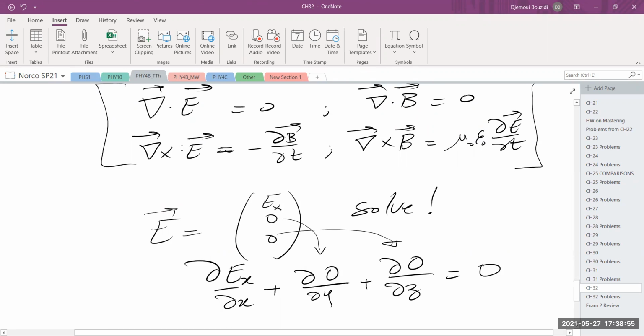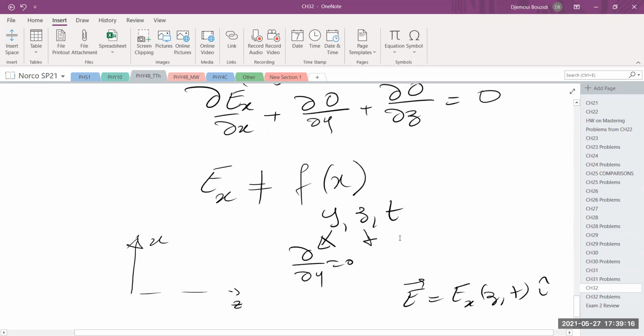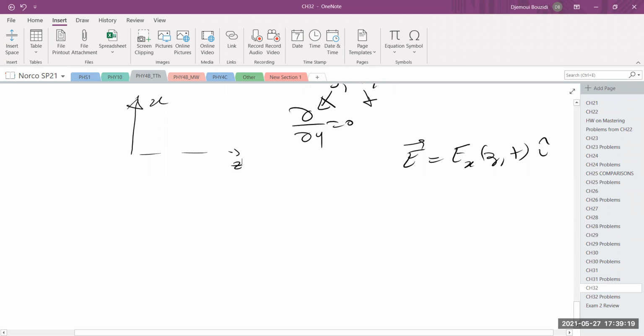The same thing in here: remember the curl is the derivative with respect to x, the derivative with respect to y, and with respect to z. But the only thing that is going to survive in here is the derivative with respect to z, because this function only depends on z and t. So as a consequence of this statement in here, B also is some vector that depends only on z and t. It cannot depend on anything else.